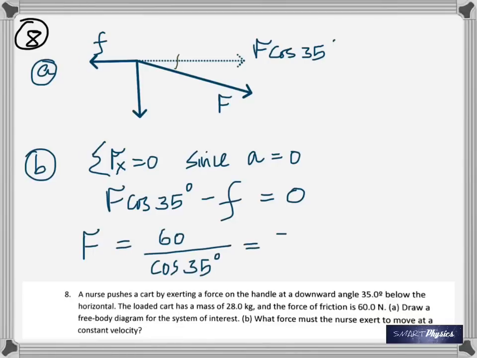When I switch over to the other side, you know that small f will come to the right side and become positive f, isn't it? Isn't friction given as 60? Yes, that's why 60 divided by cos 35. Check it out on your calculator. You get 73 newtons as the answer to that one.